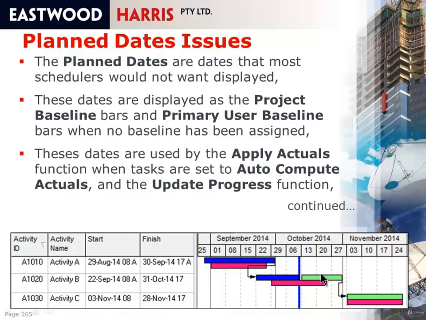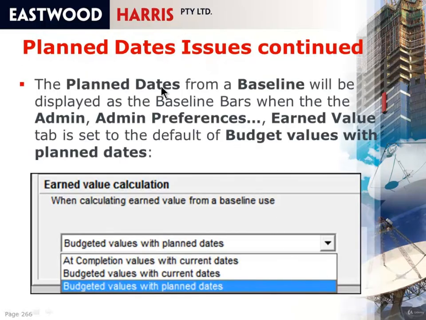There's one more issue with planned dates that you need to be aware of. The planned dates will also be read from a baseline and displayed as baseline bars if the Admin Preferences Earned Value tab is set to the default of budgeted values with planned dates. So if you go to the Admin Preferences Earned Value tab, you will see here that as default it selects budgeted values with planned dates. And if you're reading the planned dates from an in-progress baseline program, your baseline will still be incorrect, although you've gone through the process of creating a baseline and setting a baseline. So let me demonstrate these to you.